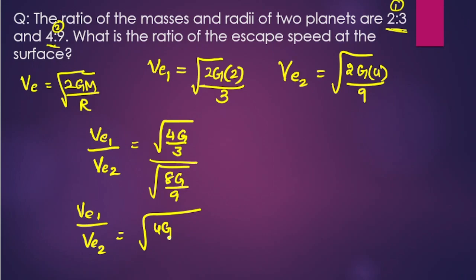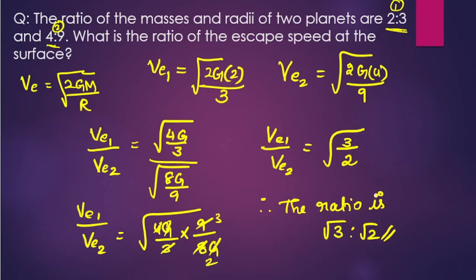Therefore the ratio is square root of 3 is to square root of 2. So this is your required ratio of the escape speed at the surface. The ratio of the escape speed at the surface is square root of 3 is to square root of 2. Clear? That's all.